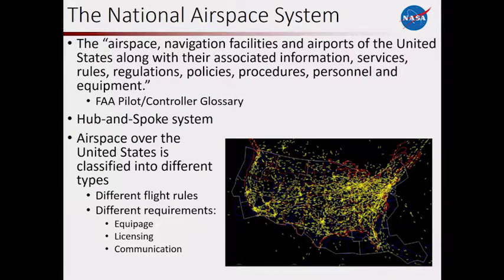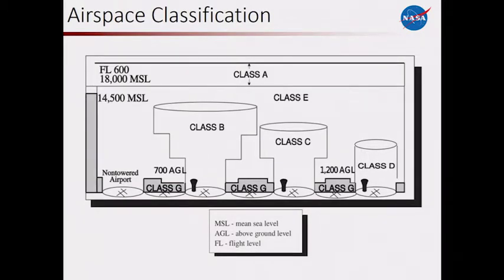Airspace over the United States is classified into different types. Associated with each type is a set of flight rules and different requirements for entering the airspace. So here's a nice diagram that the FAA put together that helps define what the airspace types are. I'm just going to go over this in brief detail. There will be a test after this, so I hope everyone can remember. Class A up here at the top. I don't know if my laser pointer is working that well. Let's see if the good old mouse will work.